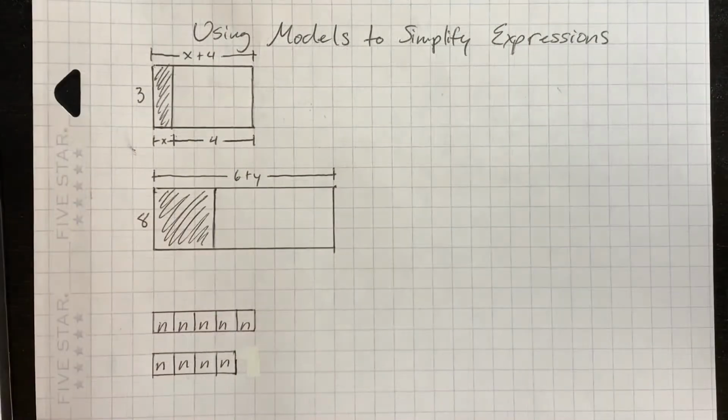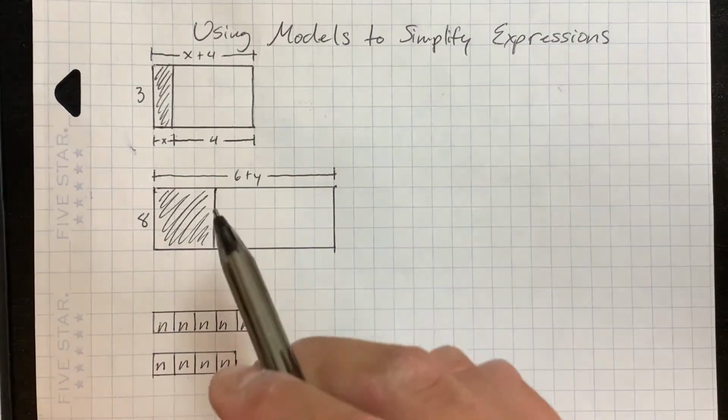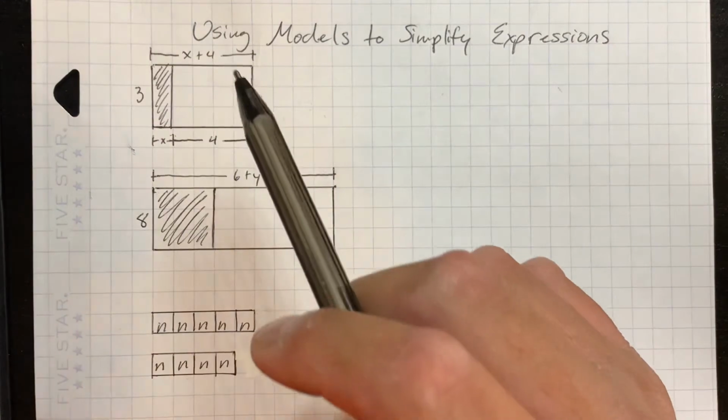Alright, so we're going to use models to simplify expressions. Now, when we talk about models, we're talking about using diagrams, we're using pictures, that kind of stuff. That's what we mean by modeling. So we're going to model the expression. Now, we have three different expressions here.